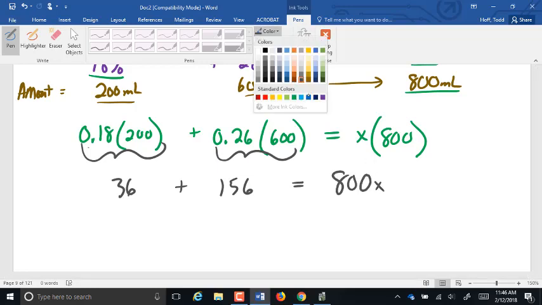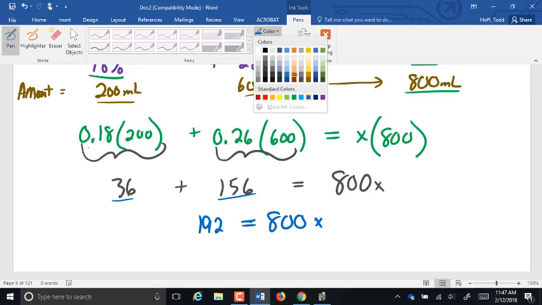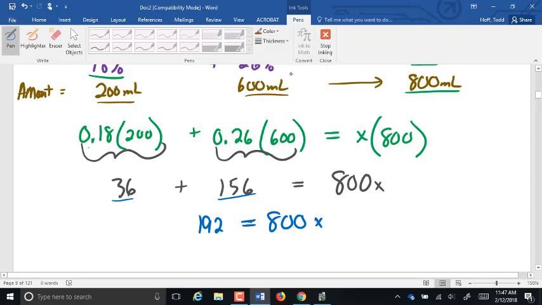Now there is still something we can combine on the left side. 36 and 156 will combine to give us 192. So we get to the equation 192 equals 800X. Now we've simplified everything we can on both sides. The next step would be to see if the variable appears on both sides or on just one side. And the variable does appear on just one side here, so we can solve. We'll divide by the 800.